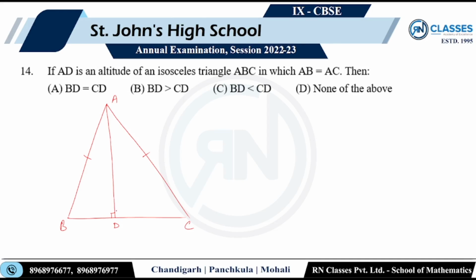ये ऑल्टीट्यूड दिया हुआ, मतलब कि ये दोनों एंगल्स हो गए. क्या करें, एक काम करते हैं, इन दोनों ट्राइंगल्स को कॉन्ग्रुएंट प्रूव कर देते हैं. मेरे को पता चल जाएगा BD इज इक्वल टू CD या BD इज ग्रेटर देन CD और BD इज लेस देन CD, राइट. मैं काम करता हूं, ट्राइंगल ABD के अंदर देखते हैं एंड ट्राइंगल ACD के अंदर देखते हैं.